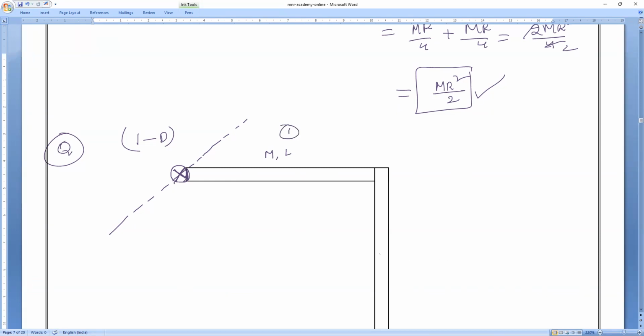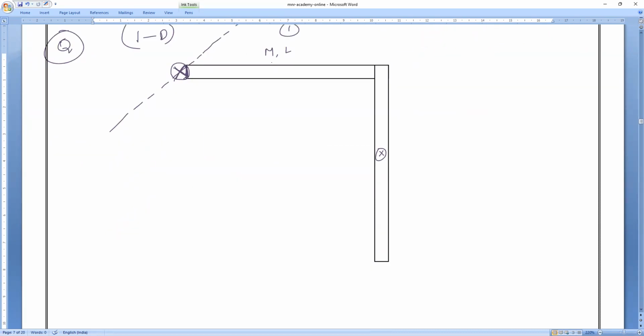And here, of course, another axis is passing, so it has to be parallel. Be very careful. We all know that if it passes through the center of mass, the moment of inertia is ml square by 12. And if it passes through the edges, just now we have studied, ml square by 3. So if it is a rod passing through the center of mass, ml square by 12; either this corner or this corner, ml square by 3.